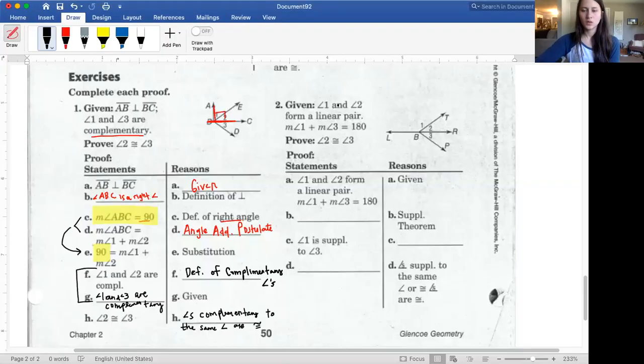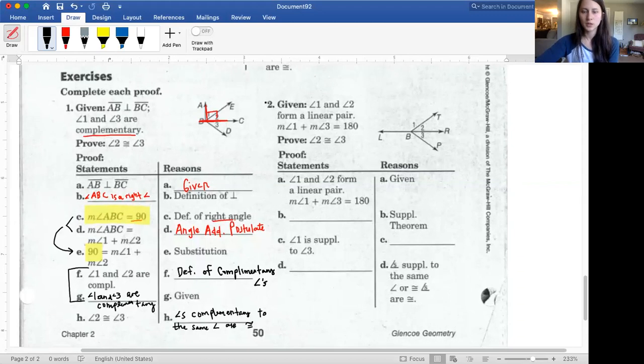Okay, let's take a look at our final proof here. So in our final proof, number 2 here, let's read what the given is. Angle 1 and 2 form a linear pair. So when you see that two angles form a linear pair, in your head, you probably are thinking they add up to be 180 degrees, right? They're supplementary angles. And then it says angles 1 and 3 add up to be 180 degrees. When you see that two angles add up to be 180 degrees, you might also be thinking they're supplementary angles. And then we're trying to prove that angle 2 is congruent to angle 3.